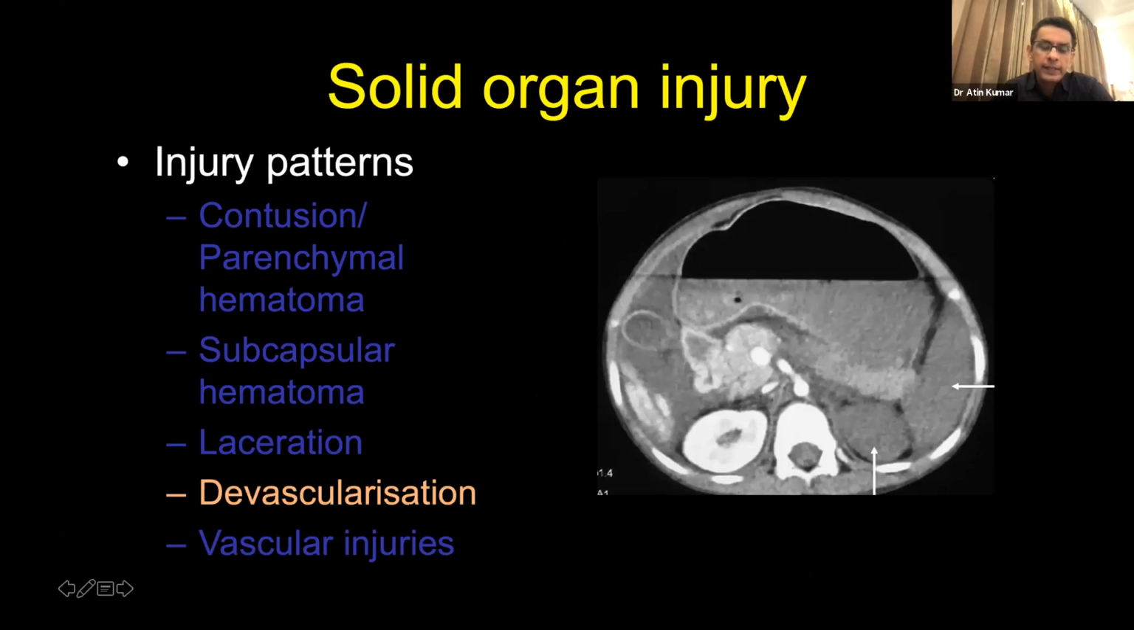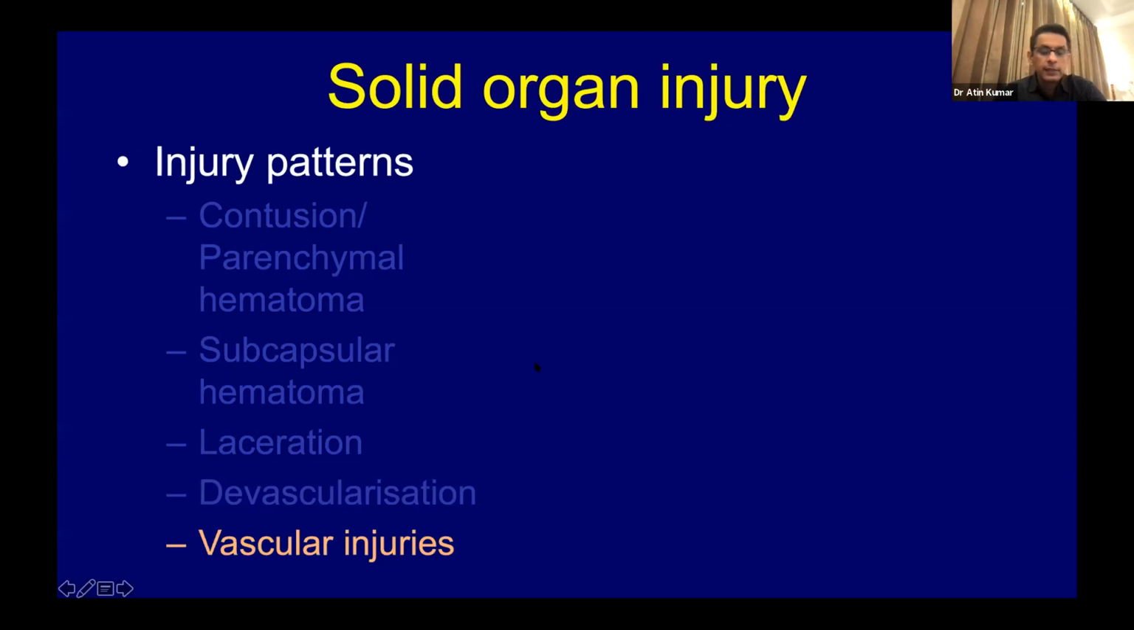Then there can be devascularization. Devascularization, as the name suggests, means non-enhancing of the entire parenchyma of the organ. So it means infarct. In this case, there was a left kidney infarct as well as a splenic infarct. You may or may not see an occluded vessel, but if the whole organ is non-enhancing, you call it devascularized. There may be a partial devascularization also when it is partially non-enhancing.